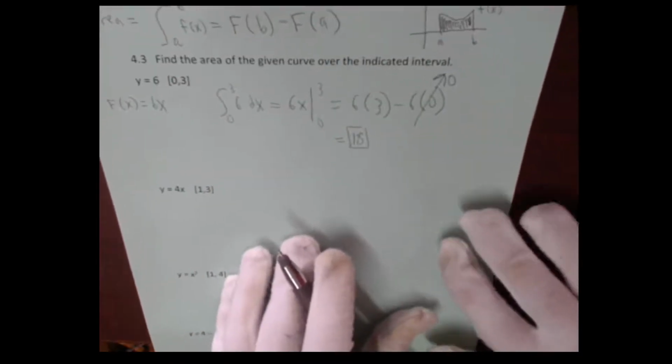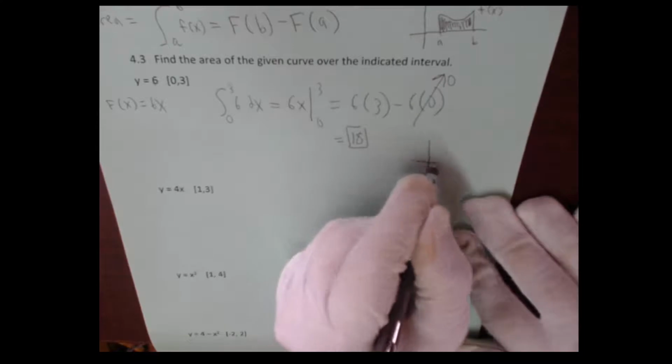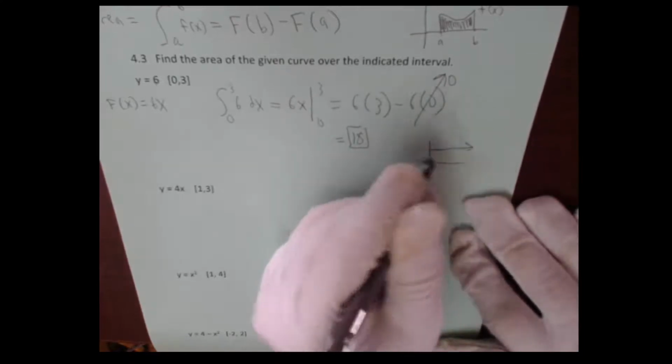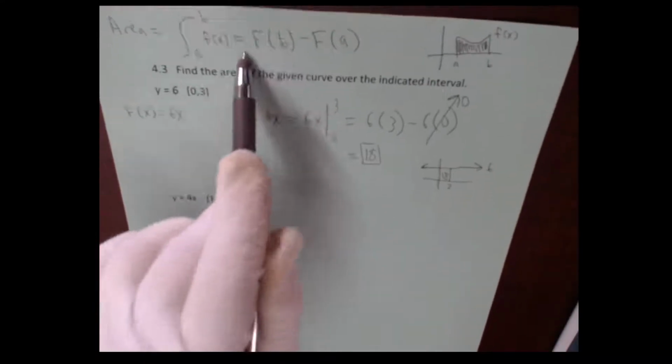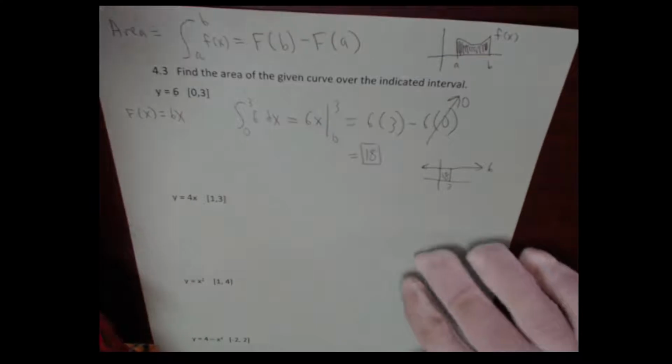So to understand what we just did, we had the equation y equals 6, which is a horizontal line, and we found the area from 0 to 3, and not surprisingly, the answer is 18 because that's just one rectangle of width 3 and height 6, so the answer is just 18. Of course it is. Why are we doing this? Well, we're doing this because this equation works for everything, as long as you can find the antiderivative. Let's do the next one.